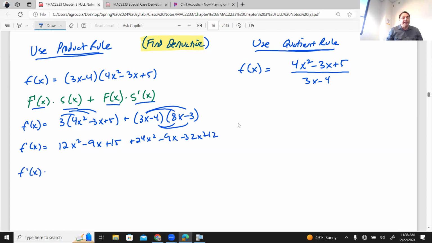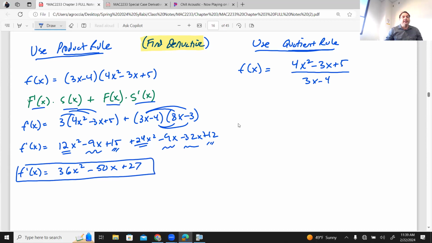Then simplify, combining like terms, 12x squared plus 24x squared, that's 36x squared. Negative 9x minus 9x is negative 18x. Negative 18 minus 32 gives us what? Negative 50x. And then 15 plus 12 is 27. Okay? So again, number one, do you know the product rule? And number two, can you simplify?